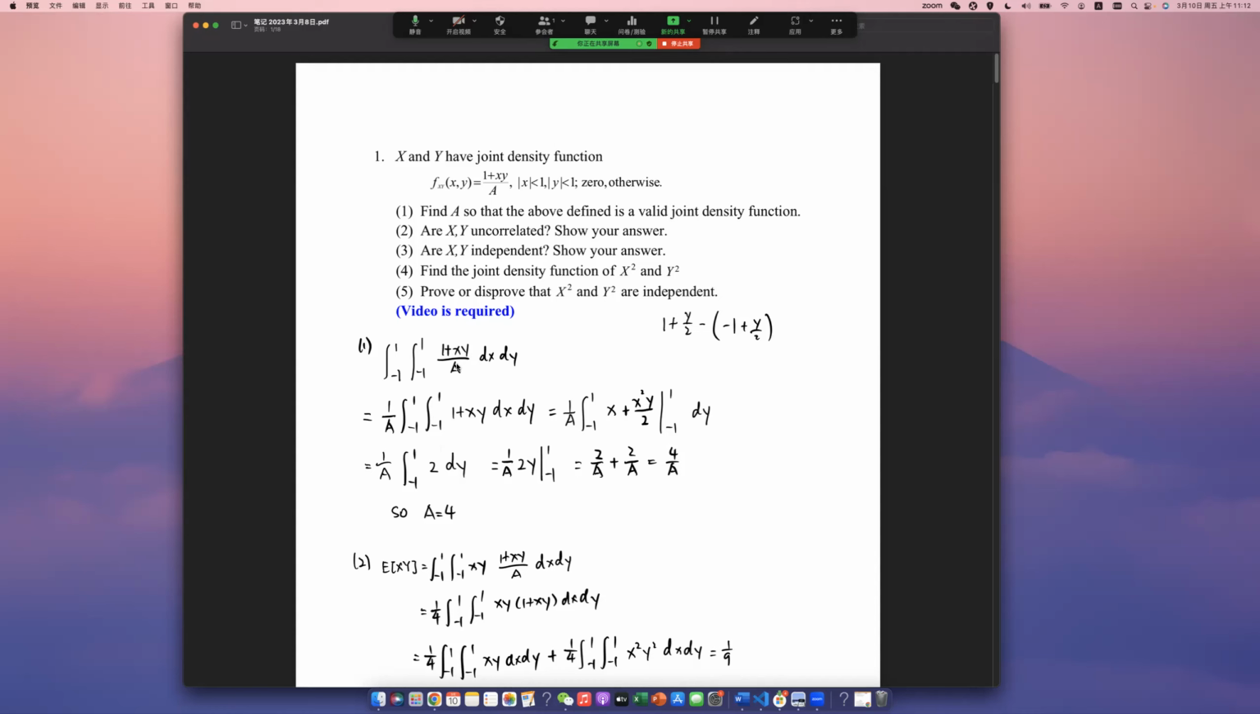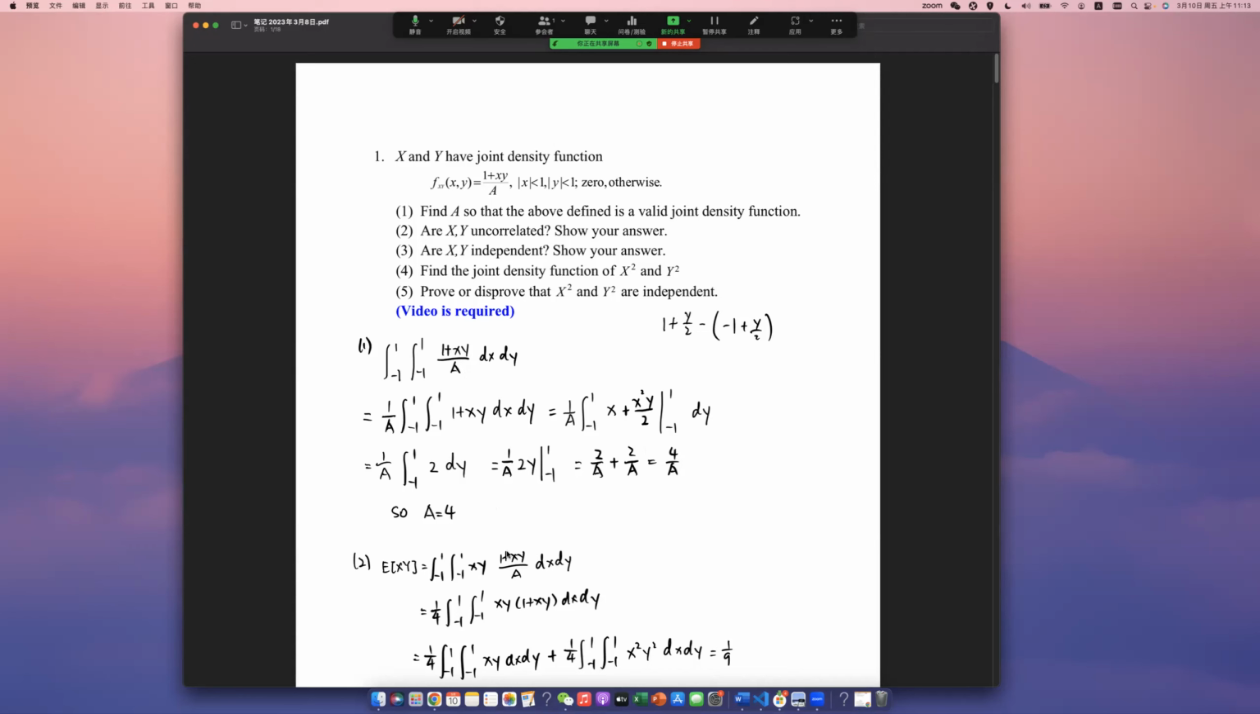So first we can take the 1 over a out and then solve for this part. So we get 2 times 2 over a, which equals 4 over a, and that should be 1. So we get a equals 4.